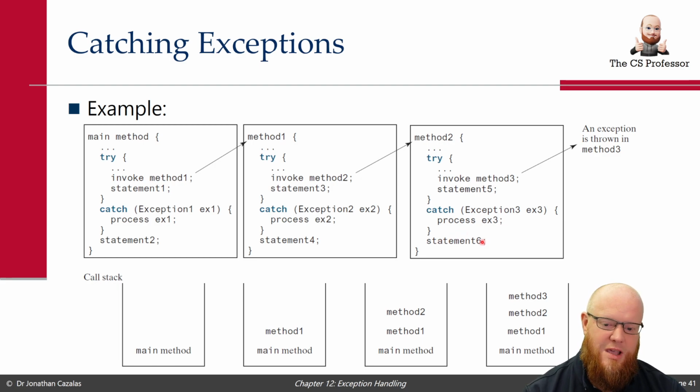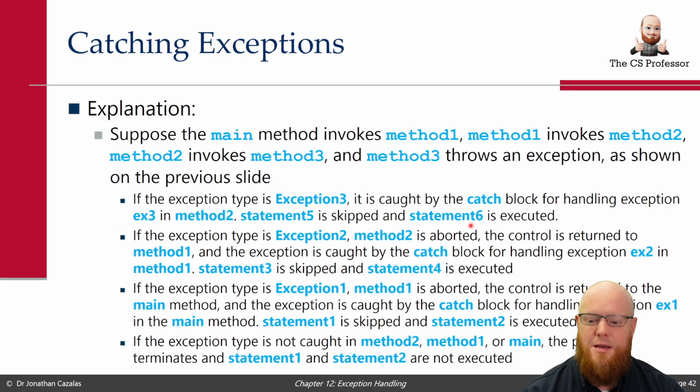We then execute statement 6. Method 2 then ends gracefully. We come back to method 1 and continue with statement 3, then statement 4. Nothing gets caught here because we've already handled the exception. Method 1 closes, and we then continue with statement 1 and then statement 2. Again, no catch happens here because the exception was already handled inside method 2. That was if we throw an exception of type exception 3.